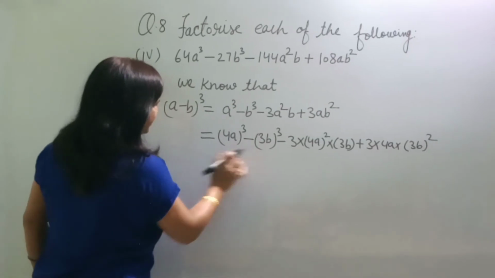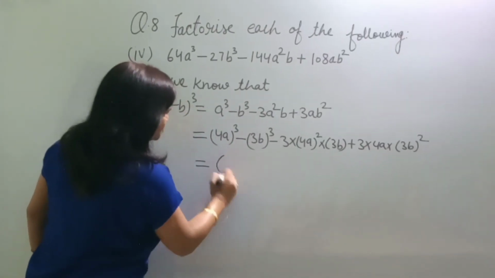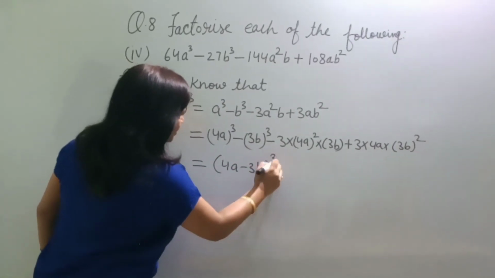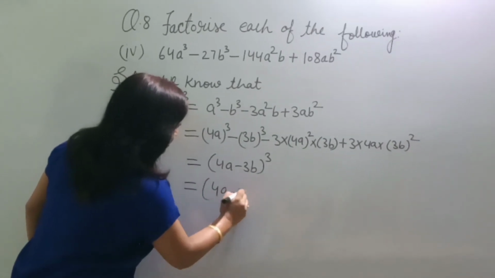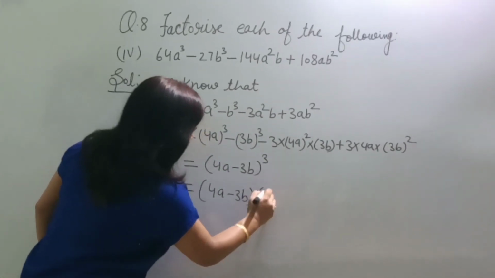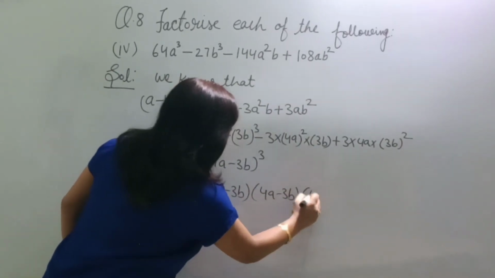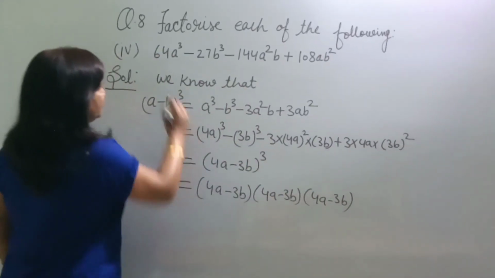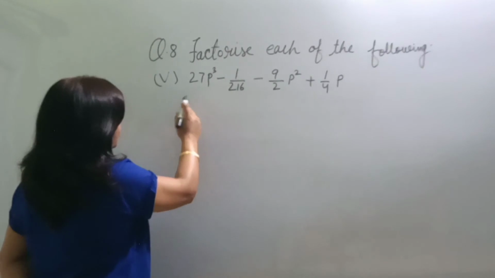So here we can write it in the form of (a minus b) whole cube. So (4a minus 3b) whole cube. Now we will do the factors. So (4a minus 3b) into (4a minus 3b) into (4a minus 3b). So these are the factors of this part. This is the last part of this question.